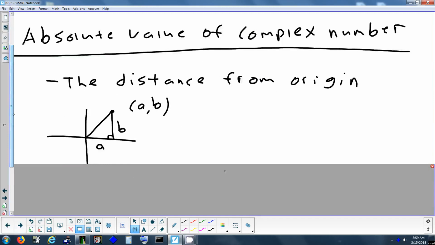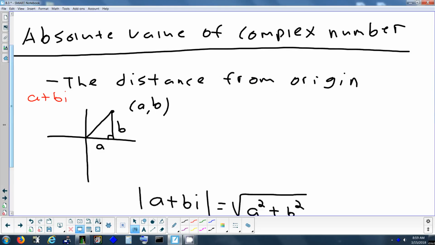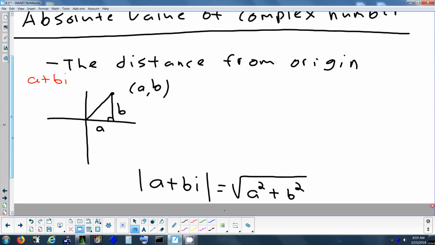So, if you were graphing a plus bi, the bottom side would be a, that's how far over. The height is b, that's how far up. And the absolute value is the distance from your point to the origin. Sometimes we also think of it as a radius. And we're going to be doing that very soon. You could think of that point as being on the circumference of a circle, and then it's like a radius.